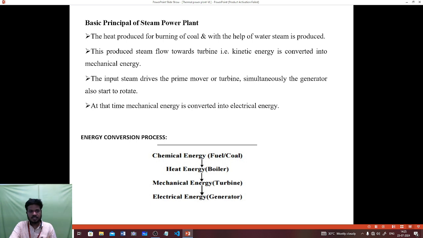The basic energy conversion process is that chemical energy, stored in the fuel or coal, is converted into heat energy in a boiler, then into mechanical energy in the turbine, and then into electrical energy by means of the generator. This is the basic energy conversion process. The input steam drives the prime mover, the turbine, and simultaneously the generator rotates, at which time mechanical energy is converted into electrical energy.